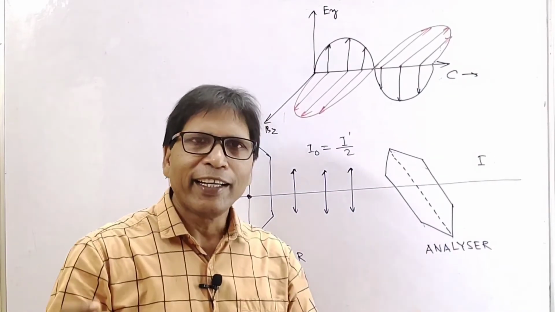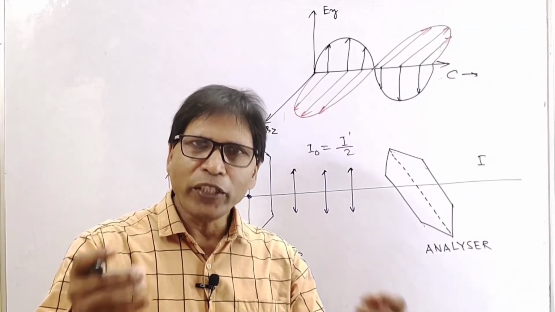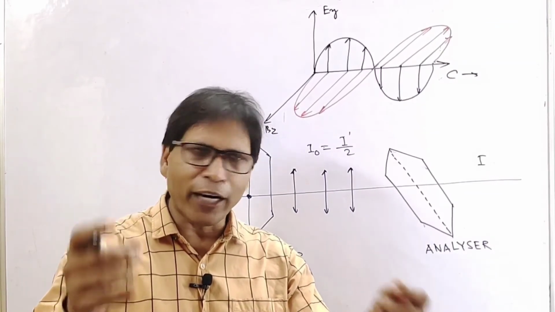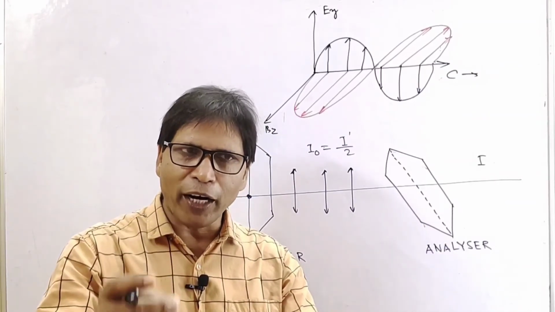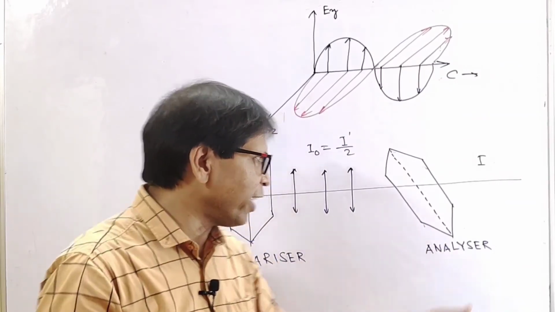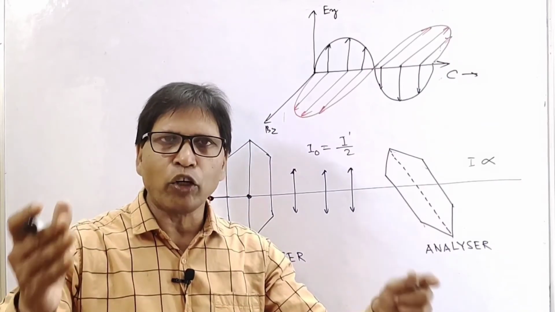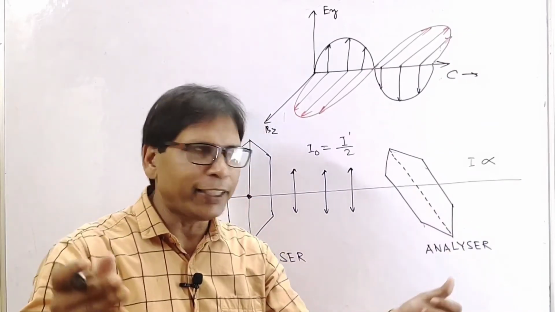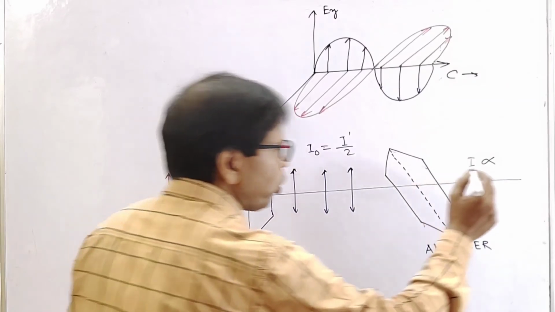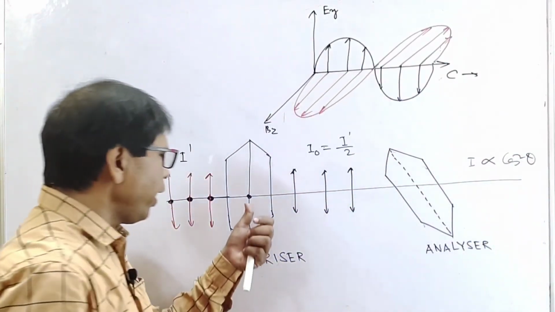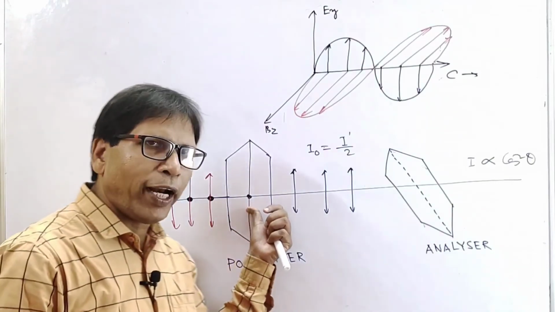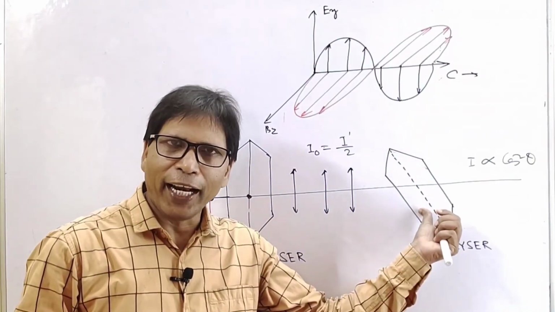Now the analyzer: the arrangement which detects what type of polarization it is and what amount of light is polarized is known as an analyzer. The intensity of the light wave after transmission through the analyzer is directly proportional to cos square theta, where theta is the angle between the plane of the polarizer and the plane of the analyzer.